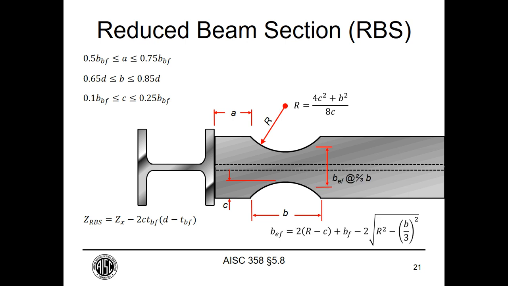Then we also have the check for compactness in the center 2/3 and the effective flange width. There's an equation here for the effective flange width that you would get at that 2/3 point, or 1/3 and 2/3 point, and it does include the radius. I'm not going to show you the derivation of that, but that's the effective flange width that you would compare to the requirements of AISC 341.